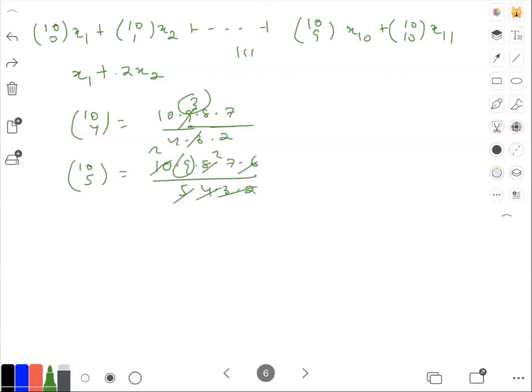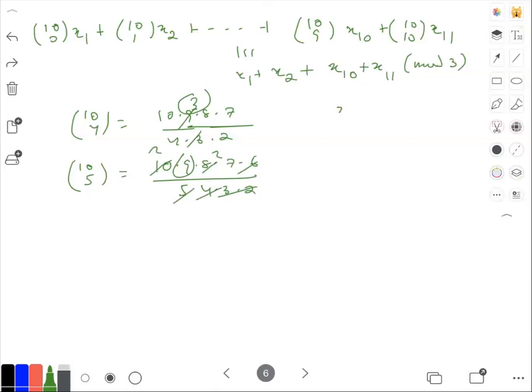So the only things remaining: this is congruent to x1 plus 2x2, and then x10. Or this is actually just x2, and 10 is congruent to 1 mod 3. And then 10 choose 8 will go away, so we're just left with x10 and then x11. So this is what it is modulo 3.